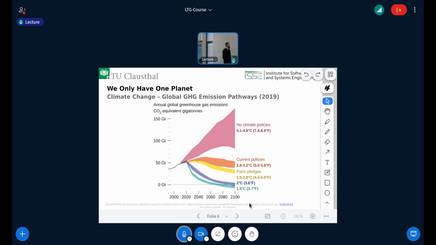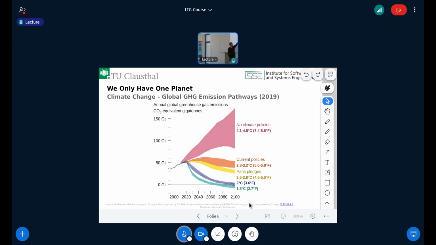And what you have here in this illustration is, on the y-axis, the greenhouse gas emissions in gigatons. And on the x-axis, you have a time frame from 2000 to 2100, and then you have differently colored graphs provided here. The one at the bottom shows how greenhouse gas emissions have to develop so that we can still keep global warming to 1.5 degrees.